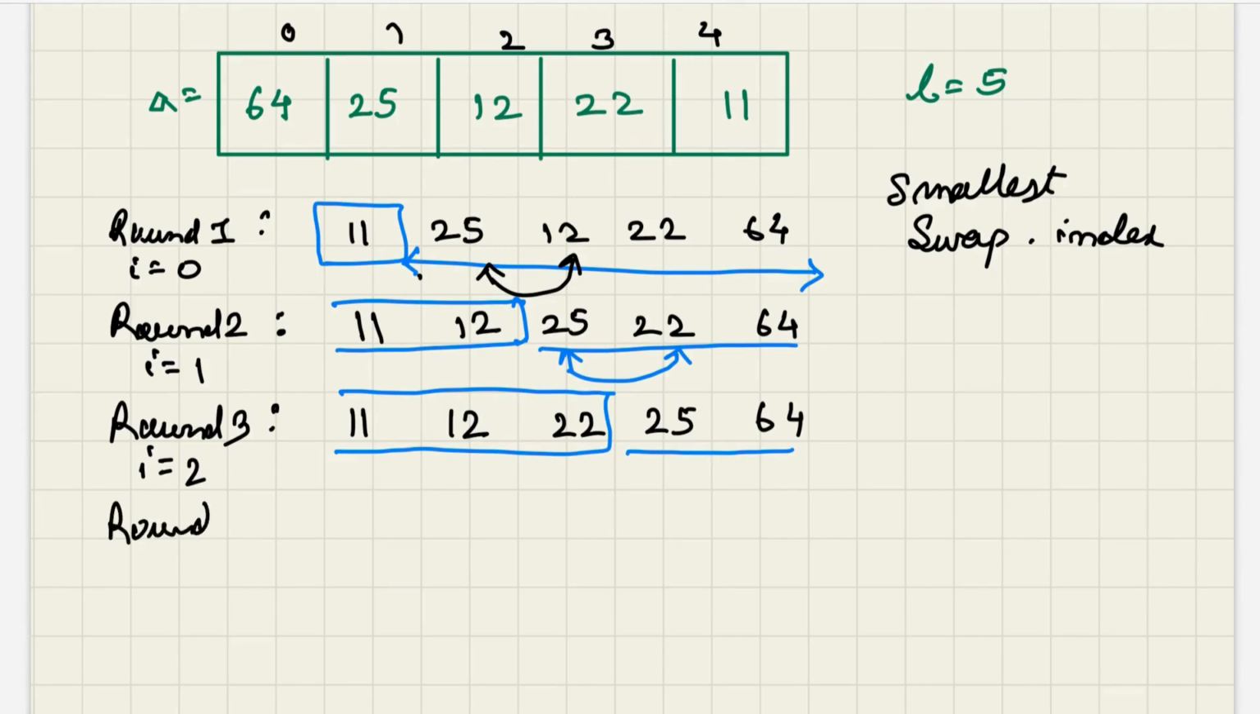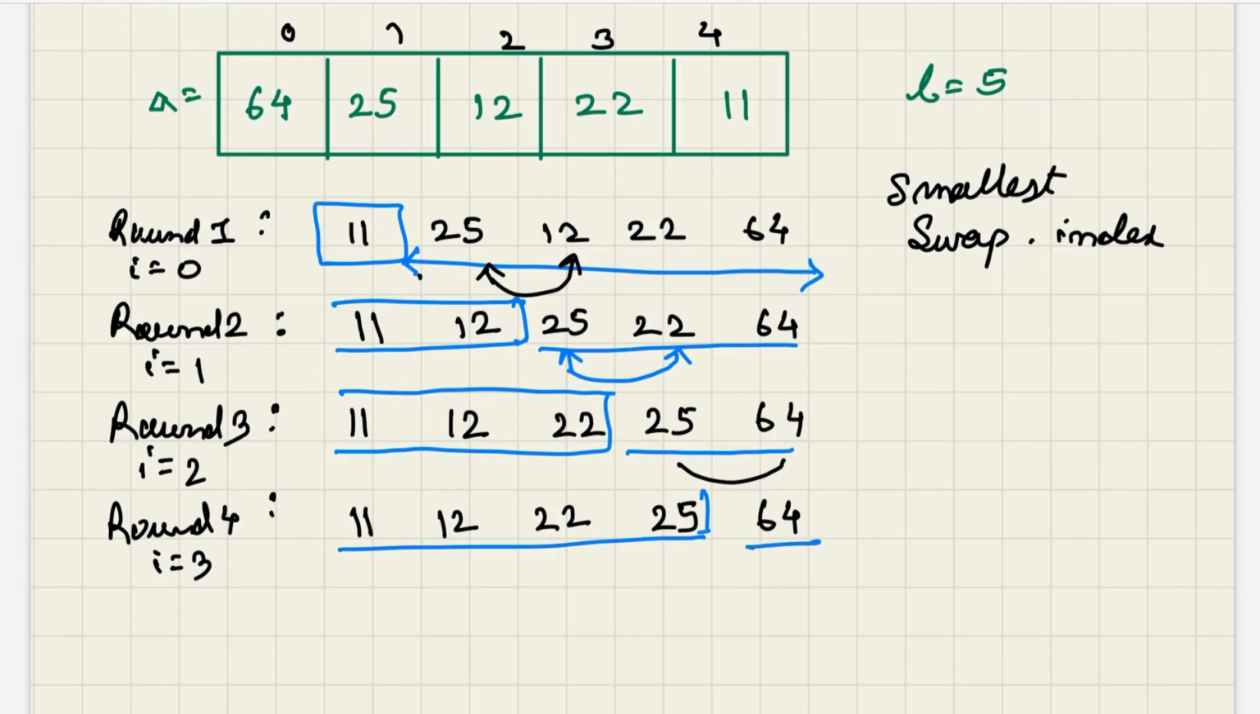In round 4, I have i equal to 3. Here I have 11, 12, 22. Now I have to compare these two. I see 25 is the lowest, so I will keep 25 as it is, and 64. Now this is my sorted array and only one is left. So this is also sorted, which is my largest. In all of this example, we are doing an ascending order sort. Okay, so this is our prerequisite.